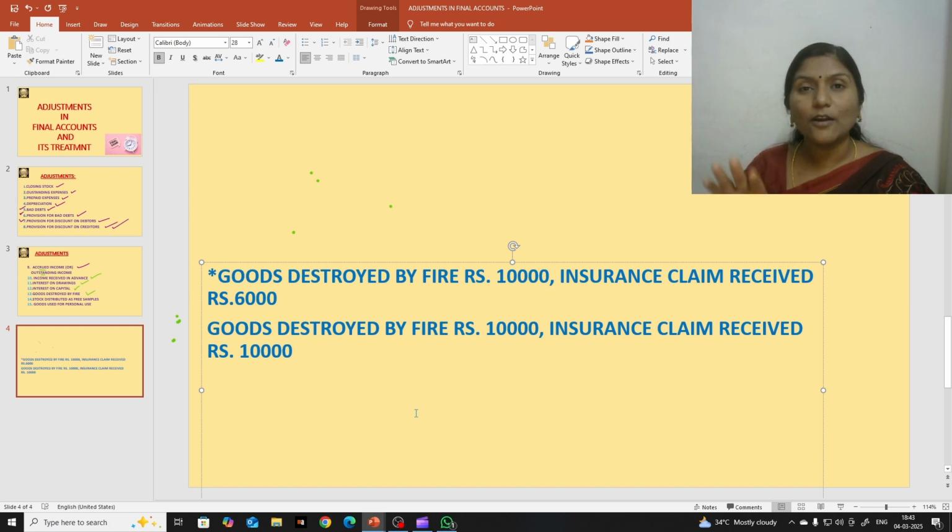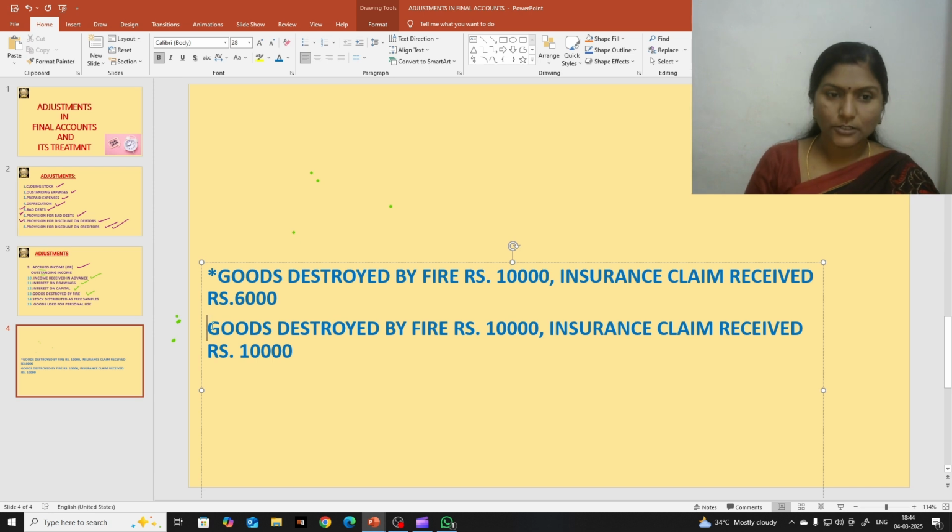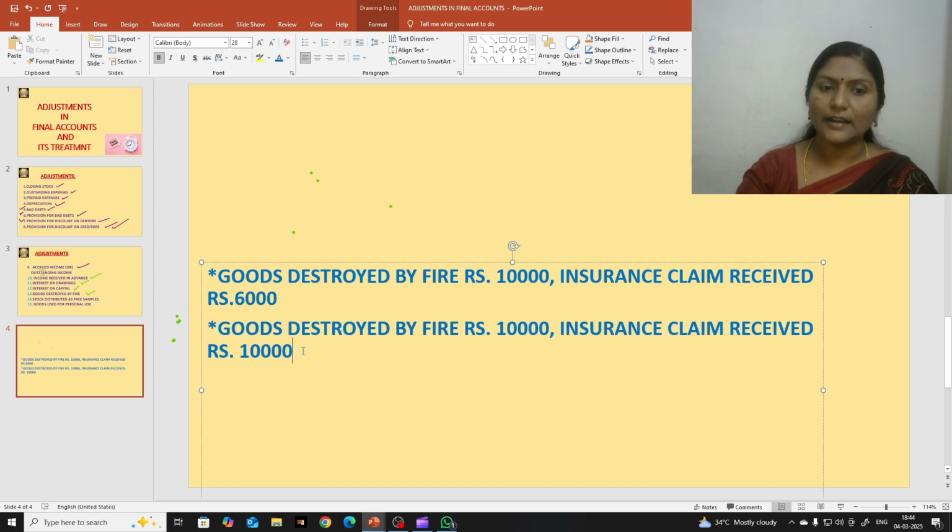So don't record in profit and loss account. Okay. So we will go to balance sheet second time and we record in the balance sheet on asset side insurance claim 10,000 rupees. So in this case we are recording only 2 times, students. You remember this point. Okay, here we are recording only 2 times. We are not recording 3 times. Okay, so 2 times we are recording.